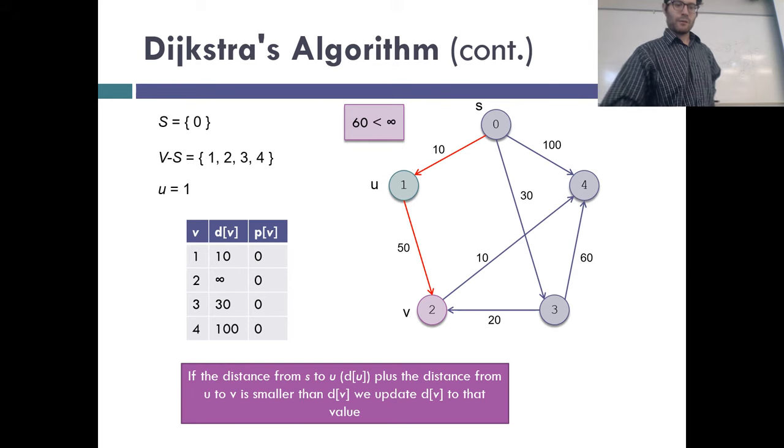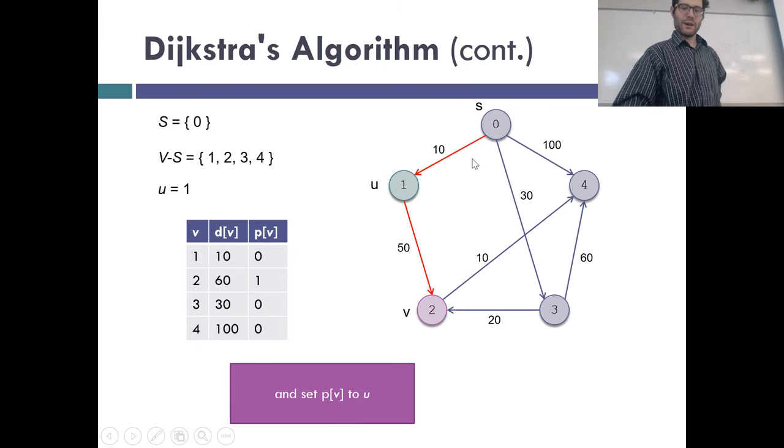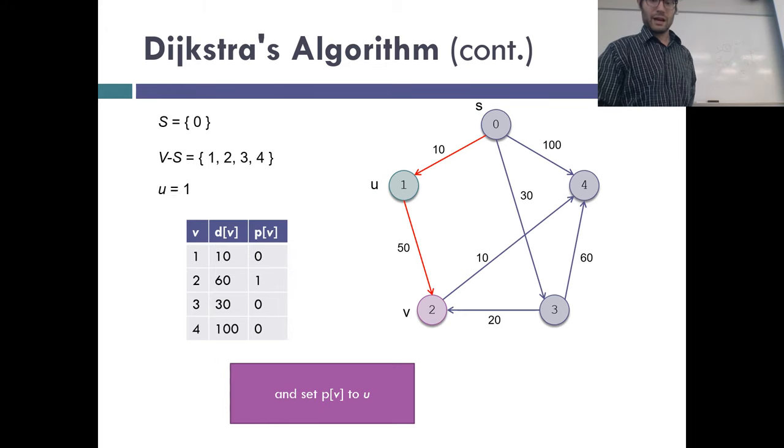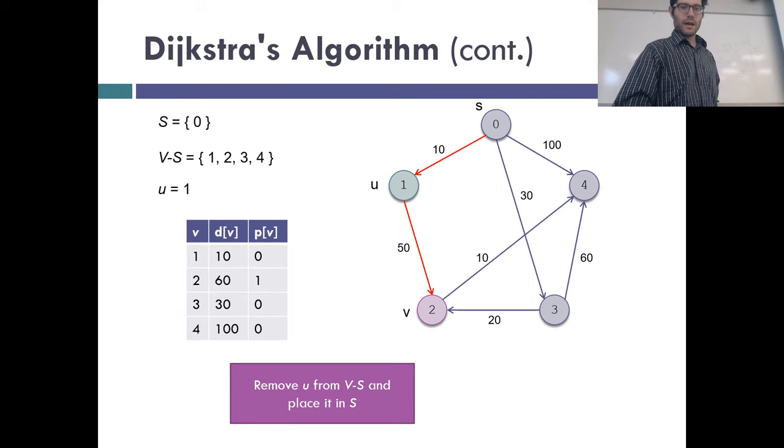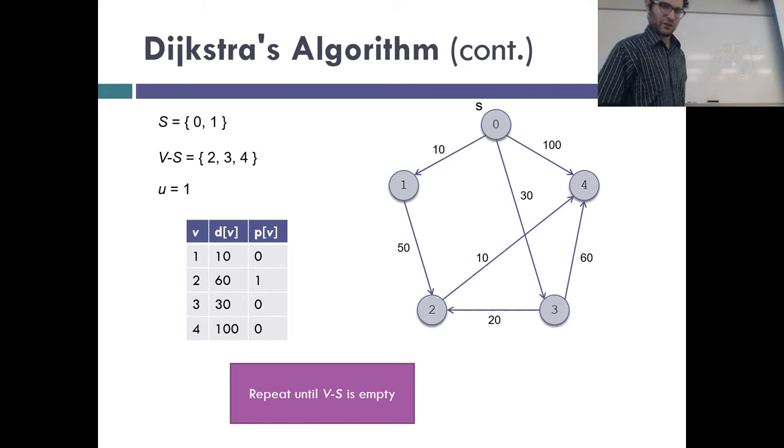Okay? So, in other words, if the distance from S to the node I'm looking at, plus the distance from the node I'm looking at to one of its neighbors is smaller than the distance I currently have down, then I update it to that value. So I look at the neighbor. If the cost to get to me plus the cost to get to my neighbor is cheaper than what I know to get to the neighbor, put it down as the new way to get to the neighbor. Okay. So we've looked at all the adjacent edges to 1.